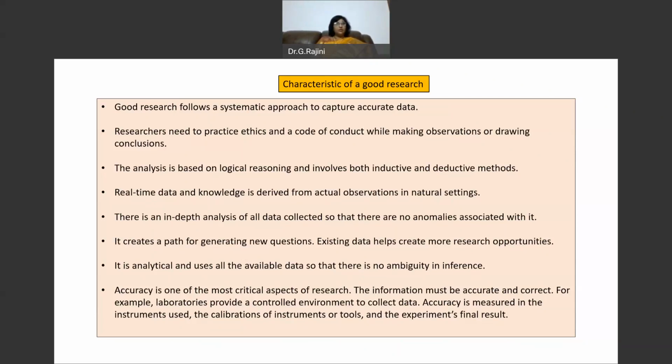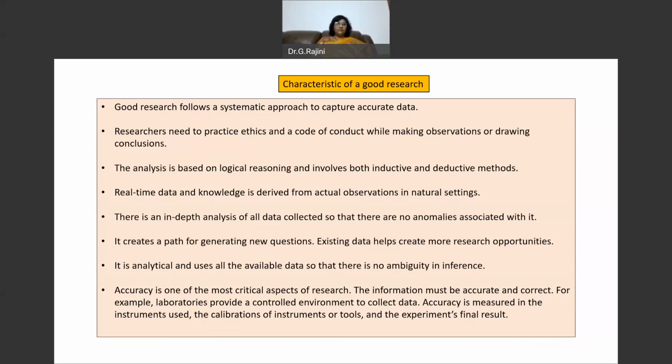So accuracy is also one important critical aspect of research. The information should be very accurate and correct, because based on the information you give, the top management is going to make decisions. So business decisions involve money, so your information should be correct.